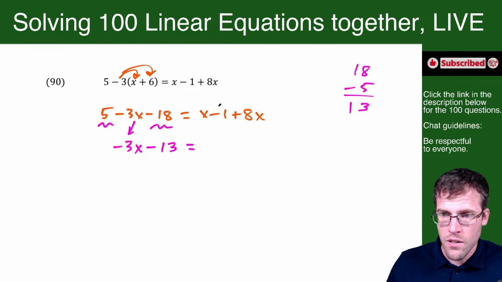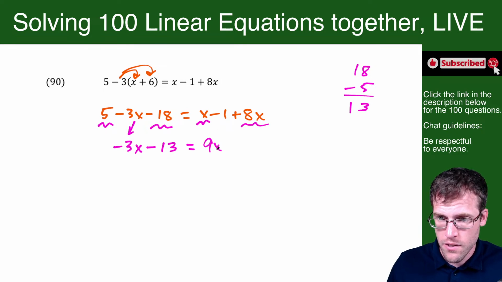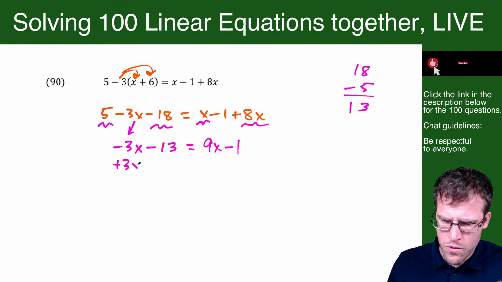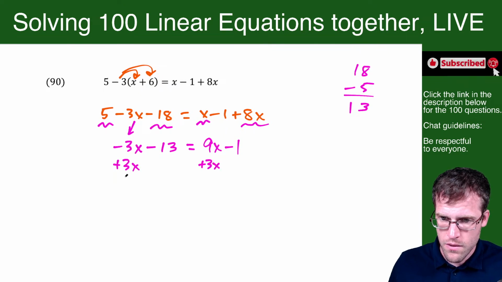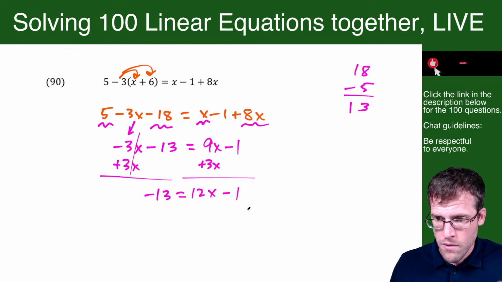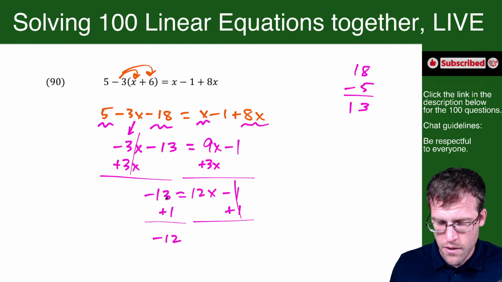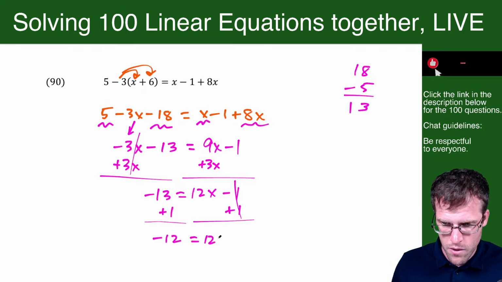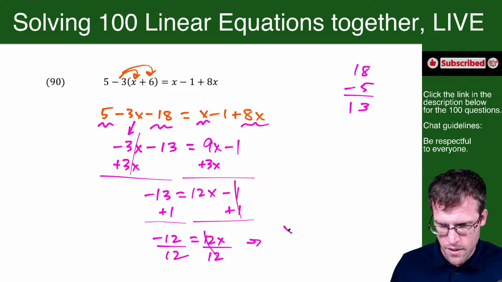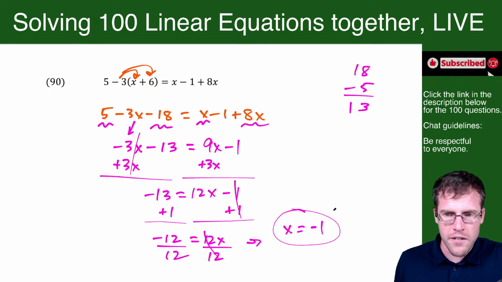Okay, now equals, and this part we have an x. This is a 1x plus an 8x is 9x. And the minus 1 just tags along. So here, we'll do plus 3x on both sides. And this is gone. Minus 13 equals, we have 12x minus 1. And now add 1 to both sides. And you've got negative 13 plus 1 is negative 12 equals 12x. Divide both sides by 12. And x equals negative 1. Okay, so 90 should be x equals negative 1.